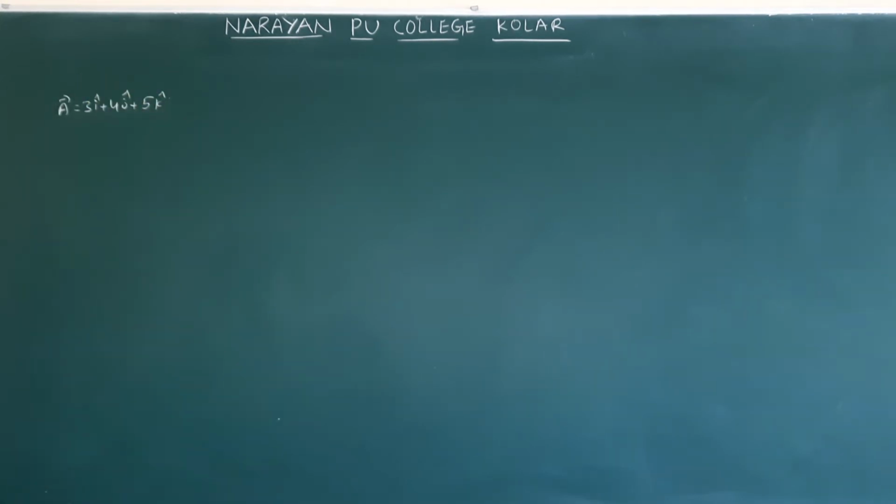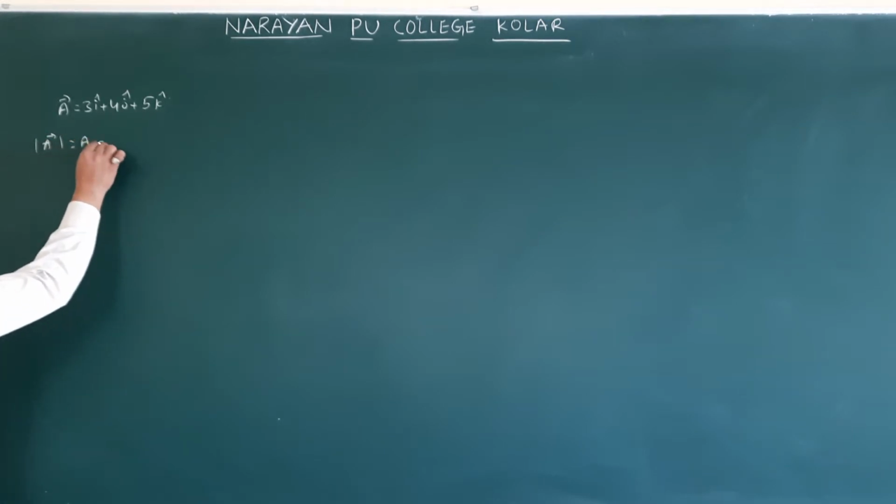A bar is 3i cap plus 4j cap plus 5k cap. Find the magnitude of a bar, unit vector along a bar, and the angles made by a bar with coordinate axis. They are asking so many quantities. First, they ask magnitude of a bar. What is magnitude of a bar?